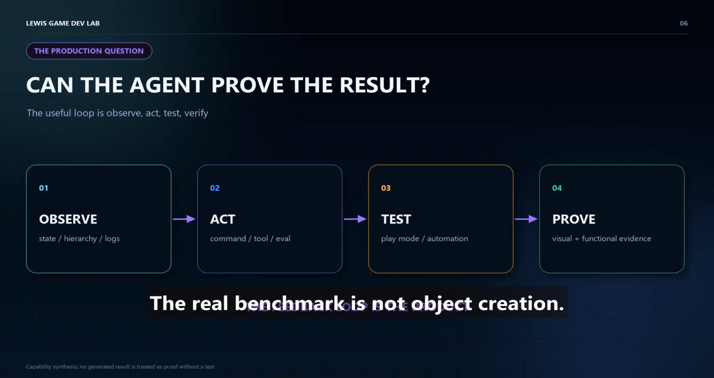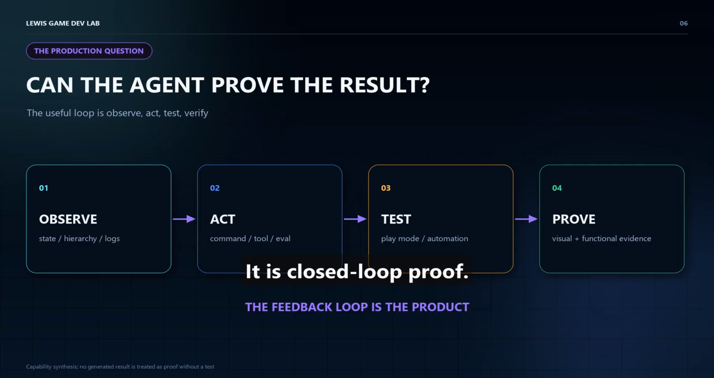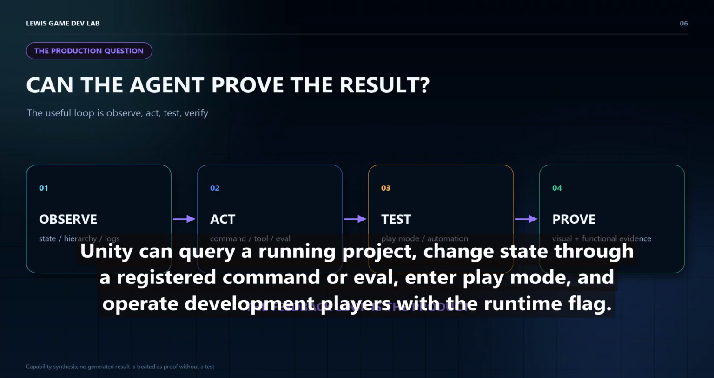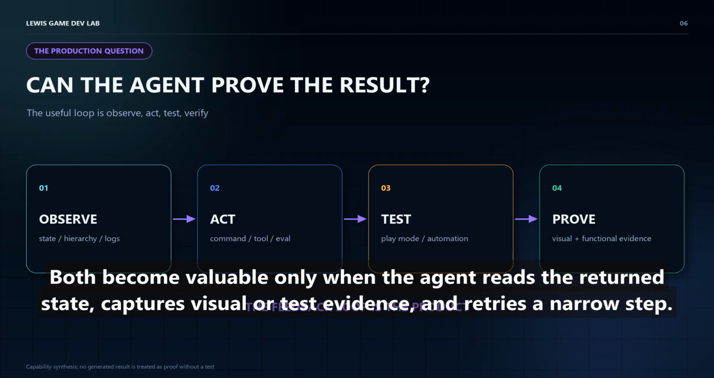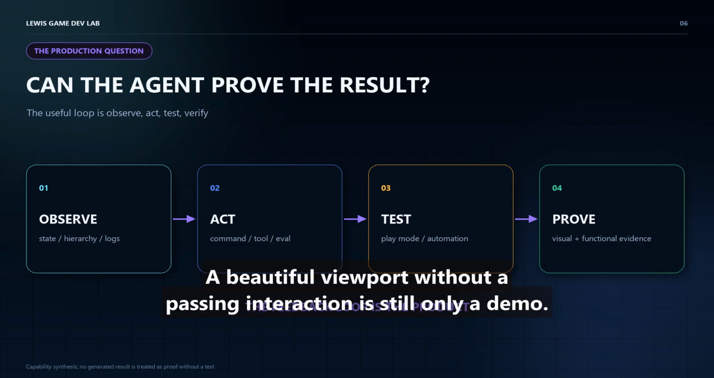The real benchmark is not object creation. It is closed-loop proof. Unity can query a running project, change state through a registered command or eval, enter play mode, and operate development players with the runtime flag. Unreal can inspect actors, configure lighting and materials, drive editor operations, inspect Slate, and run automation tests on the game thread. Both become valuable only when the agent reads the return state, captures visual or test evidence, and retries a narrow step. A beautiful viewport without a passing interaction is still only a demo.